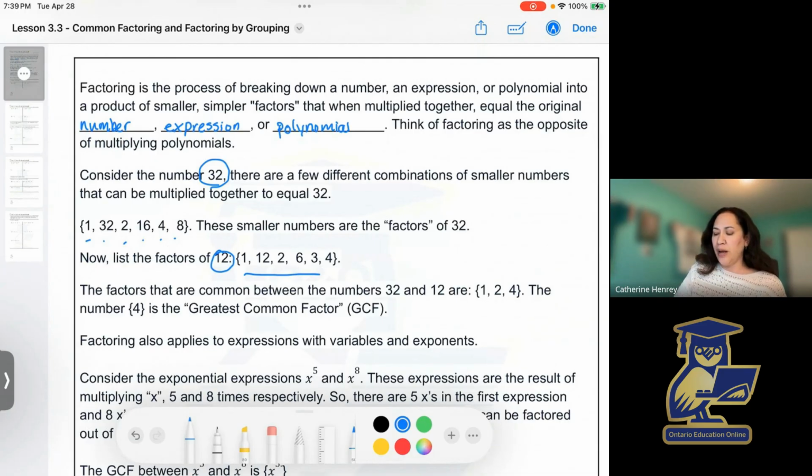Now, if we were to compare 32 and 12, there are 3 numbers in each list that are the same: 1, 2, and 4. So all of those numbers are factors of 32 and 12. But the number 4 is what we call the greatest common factor, the biggest number that is common to both.